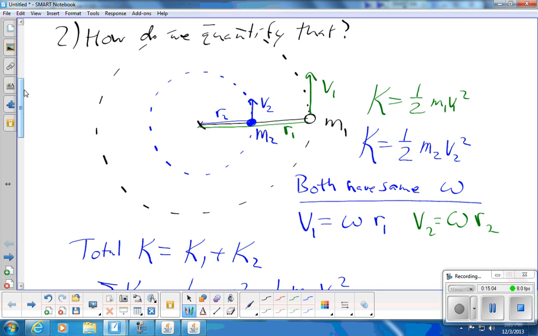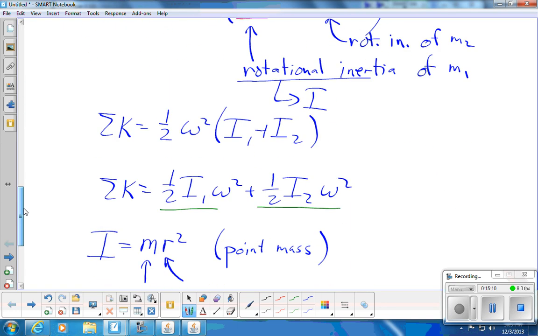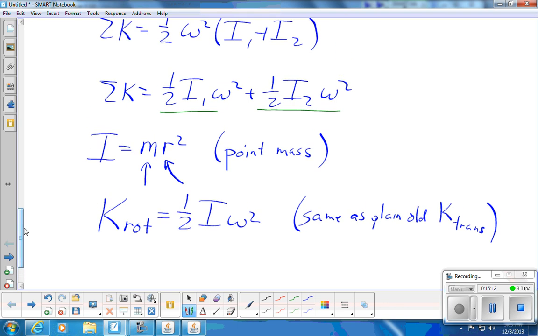And this is really where rotational kinetic energy becomes relevant. If I say, what is the rotational kinetic energy of that system? Then what I can do, by the way, is this term right here. This is the rotational kinetic energy of the system.